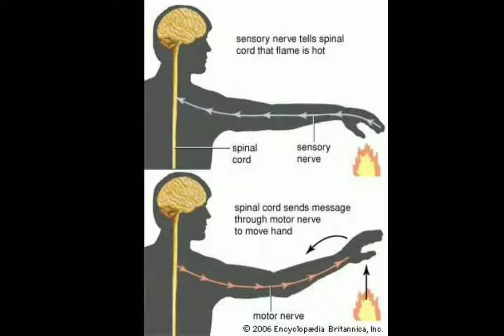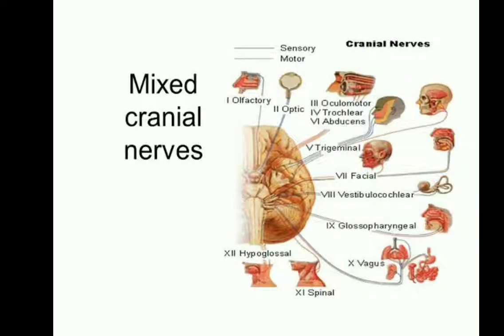Motor nerves. These nerves carry message from the brain or the spinal cord to different parts, muscles or glands of the body. The spinal cord sends message through motor nerves to move hand. Mixed nerve. These nerves carry message to the brain as well as bring orders from the brain.